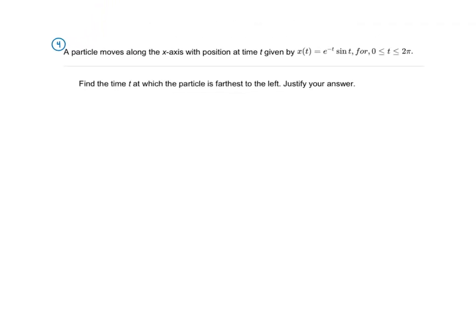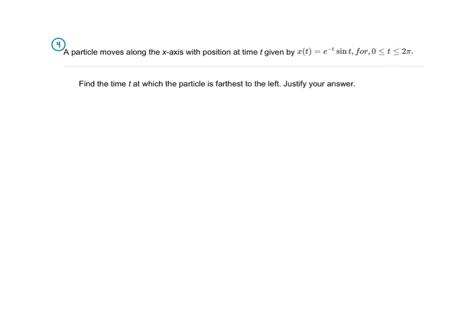Okay, so for this one, it says a particle moves along the x-axis and the position is given by this function for values of t between 0 and 2 pi. Find the time t at which the particle is farthest to the left. So you just really want to know when the position is the biggest negative. So when you're wondering when is this function, you really just want to know what's the minimum value of this function on this interval.